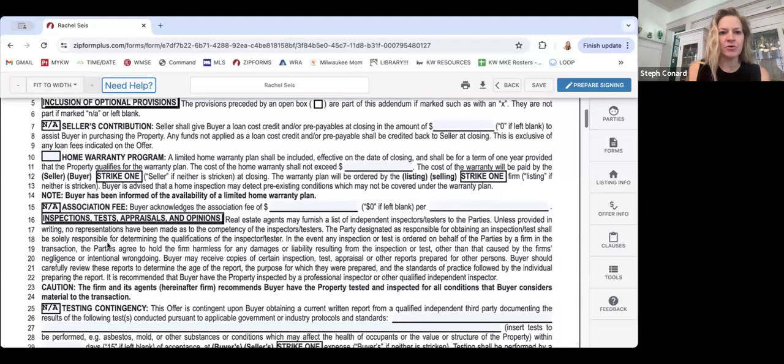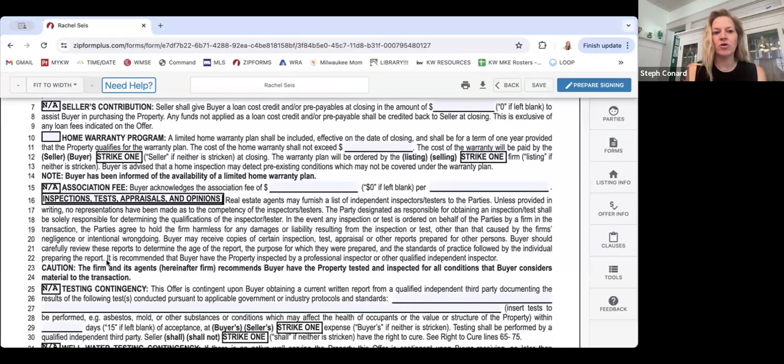Next up is the home warranty program. So if there is a home warranty offered as a part of the offer to purchase, or as a part of the listing, you would indicate it here on line 10. Even if it's not being offered, and the buyer was presented with the option of a home warranty, and they want to ask the seller for one, you would include it here as well.